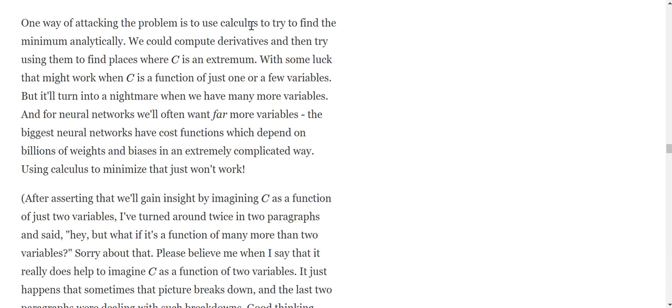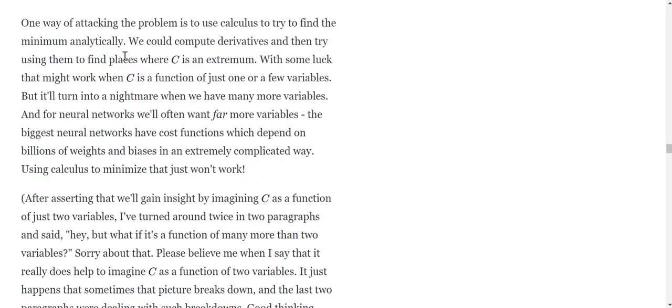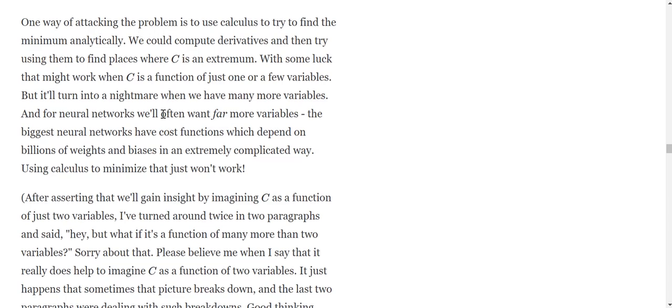But it will turn into a nightmare when we have many more variables. And for neural networks, we will often want far more variables. The biggest neural networks have cost functions which depend on billions of weights and biases in an extremely complicated fashion. So using calculus to minimize that just won't work. So this paragraph just tells you why the calculus approach might work for a very small case, but in general, when we deal with large cases, using calculus directly to find the minimum using derivatives is not going to help you.